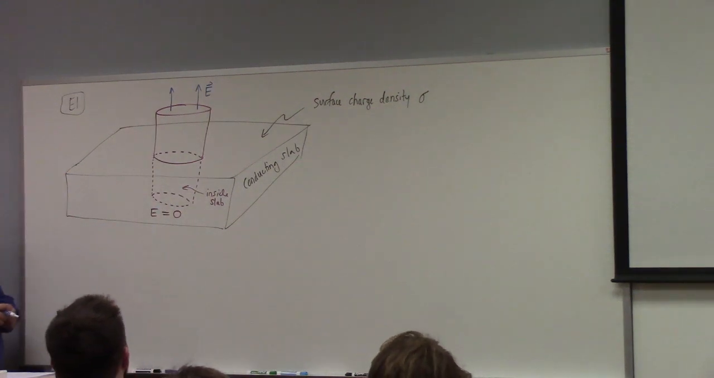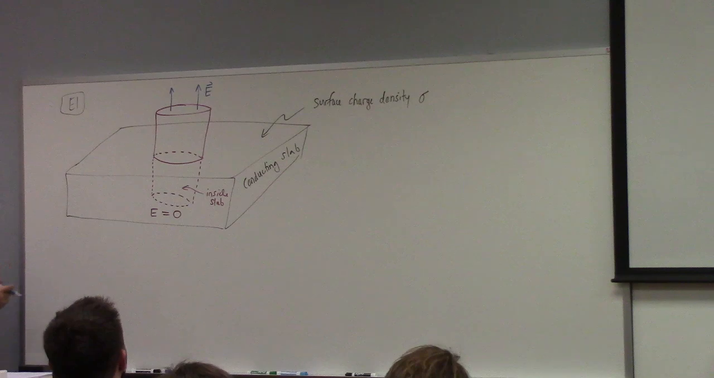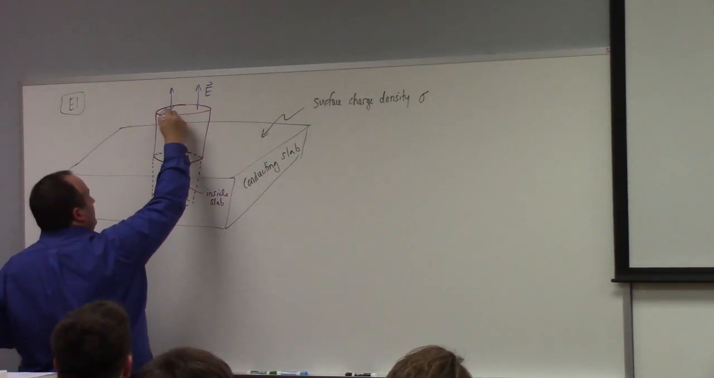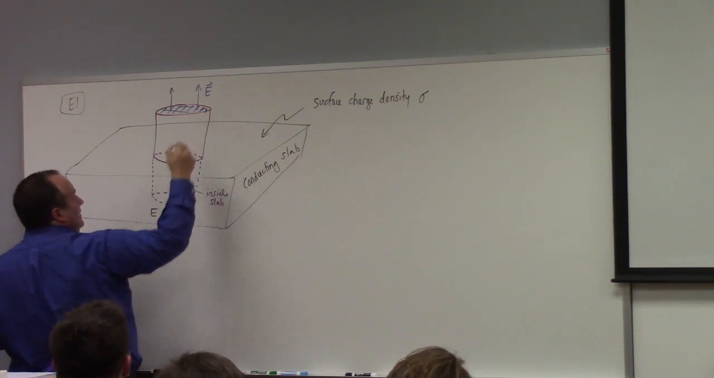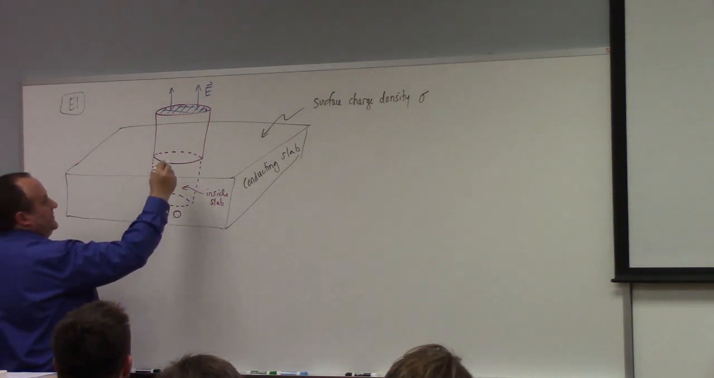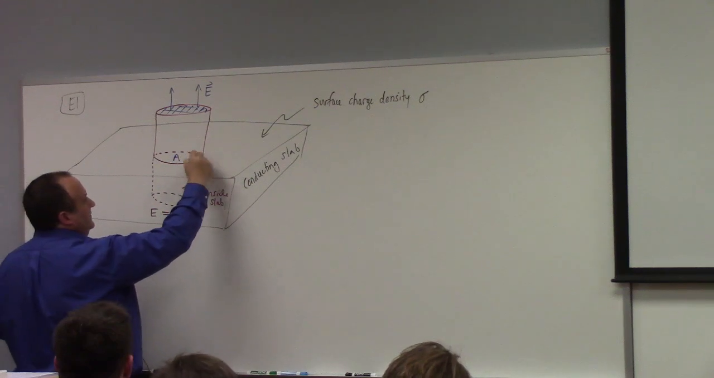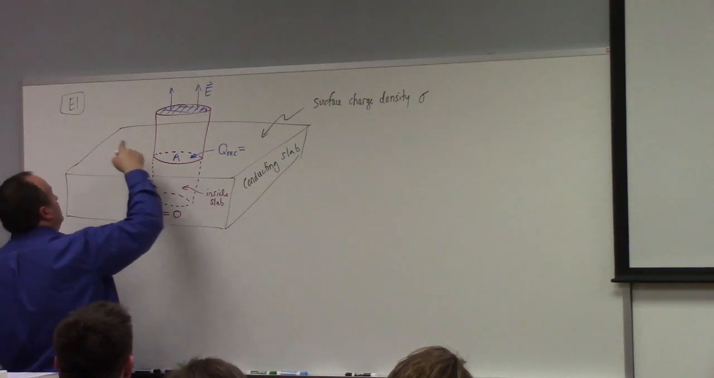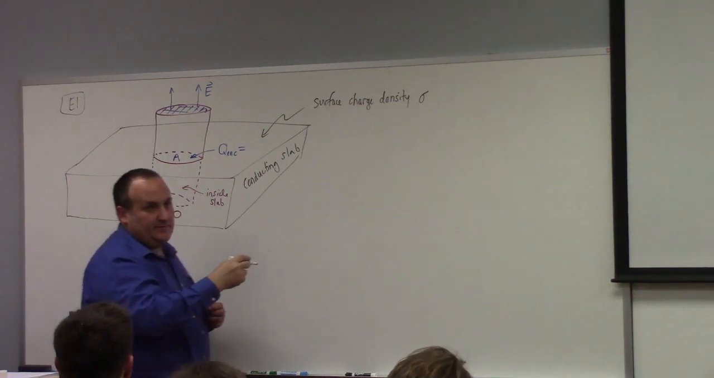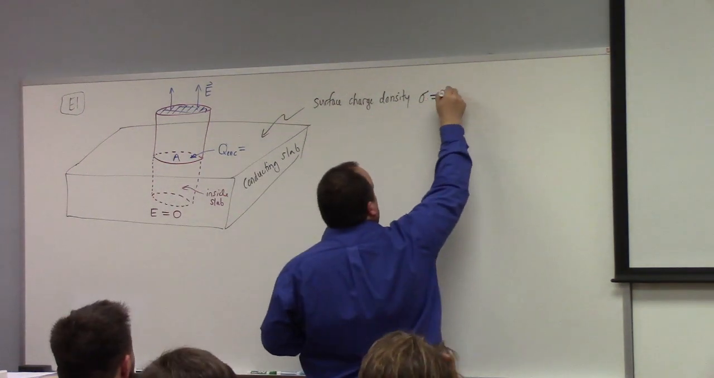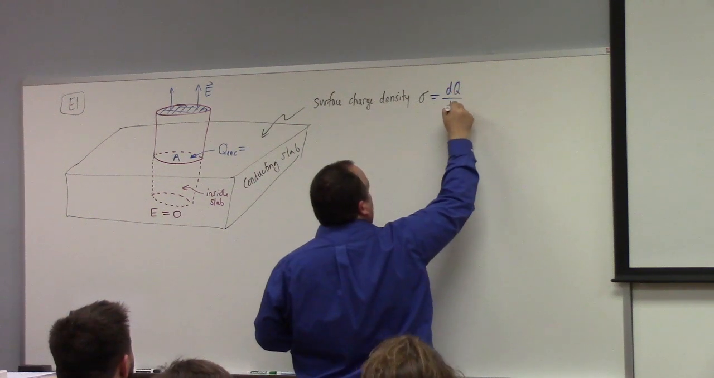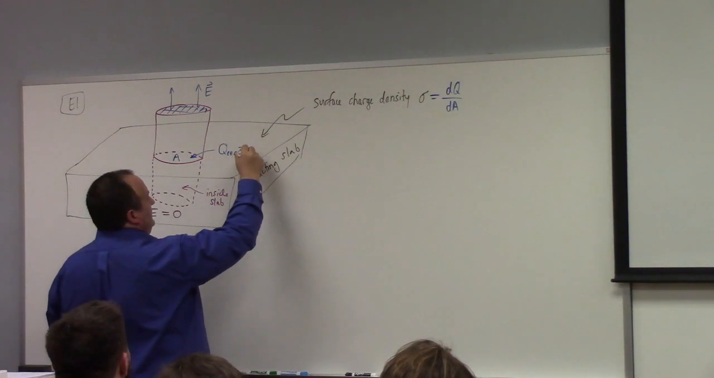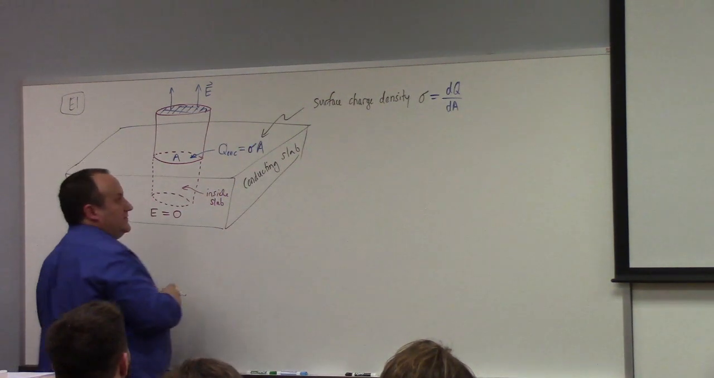And so the only place in this Gaussian cylinder where you're getting flux non-trivially is up here. Now, if this is the area A, then the charge enclosed right here is what? What is sigma? The meaning of sigma is what? Yeah, it's dq dA. And that's uniform. So this Q enclosed, we can just do sigma times A. That gives me the charge enclosed.